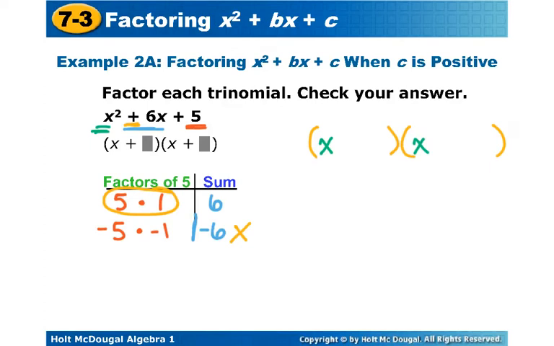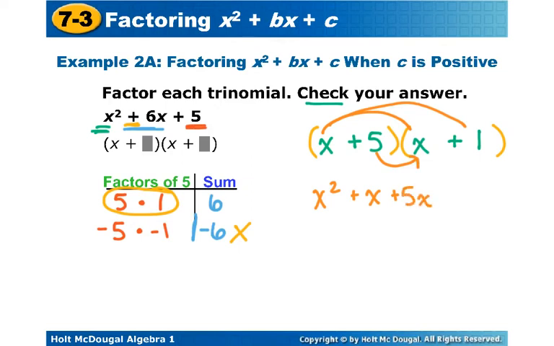Now, they both end up being positive factors. One is a 5, and then the other one's a 1. And you would just write it like that. Now, we do have to check our work. So in order to check it, you're just going to simply do FOIL. So checking it, x times x is x squared. x times 1 is just 1x. x times 5 is 5x. 1 times 5 is 5.